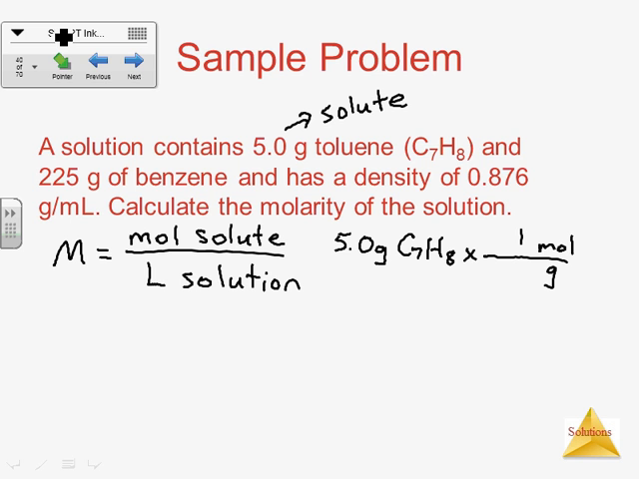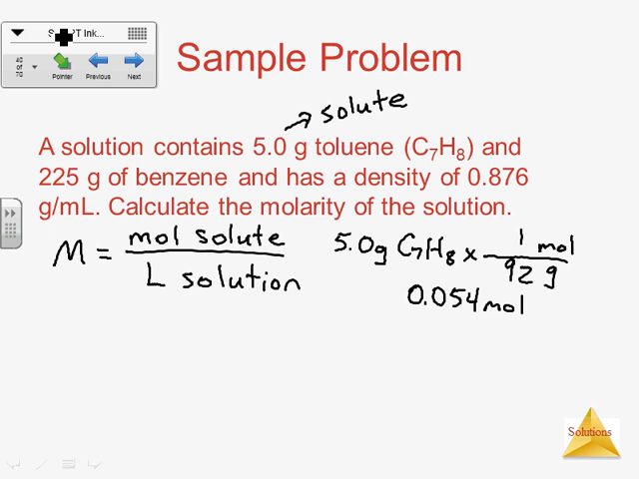Oh my gosh, that looks hard. So 5 divided by 92. That's not right. So 0.05, what are we doing sig wise here? 0.054 moles. Okay, so that's the C7H8.